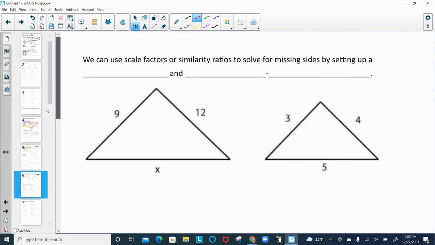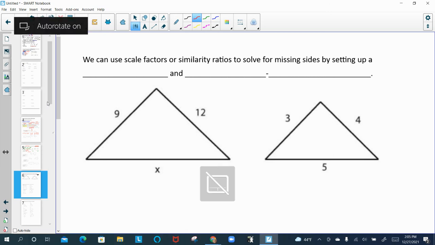We are talking a little bit more about scale factors and how we can use those scale factors to solve for a missing side if we know that the triangles are similar. And that's a really big point that I have to point out. To solve for a missing side, we need to know that the triangles are similar, or the polygons are similar. If we don't know that they're similar, we cannot use this process. So that's a very important thing.